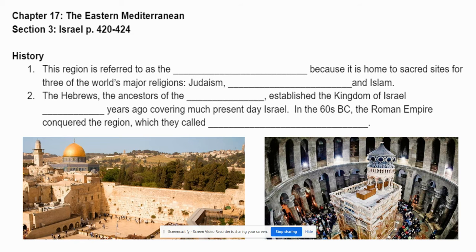Let's start with the history. This region is sometimes known as the Holy Land because it is the home to sacred sites for three of the world's major religions: Judaism, Christianity, and Islam.